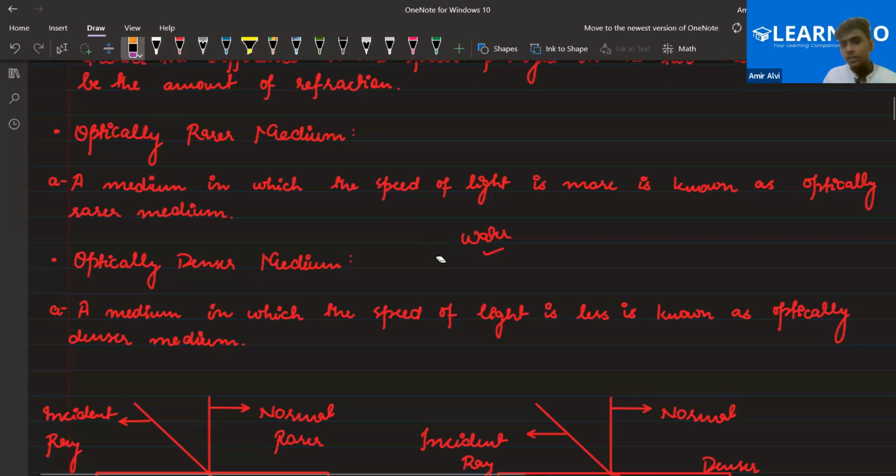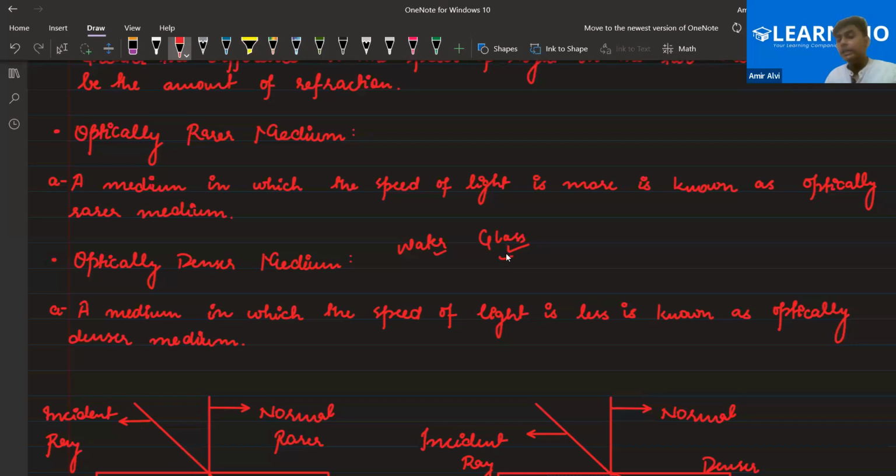Suppose the two media we are taking are water and glass. Do you know which one is denser? Glass. Obviously, because glass is a solid, so it will be more dense than the water. Yes or no? Yes.